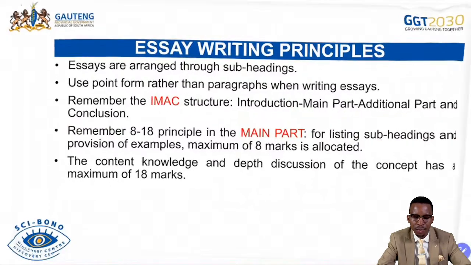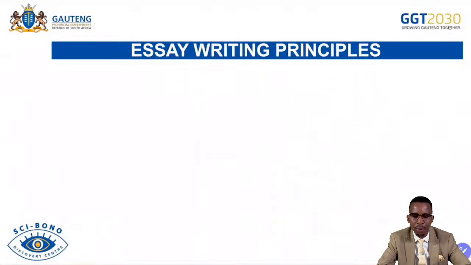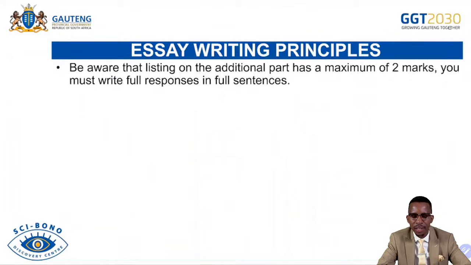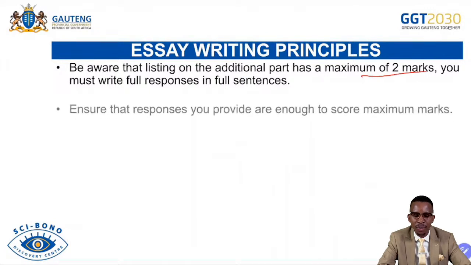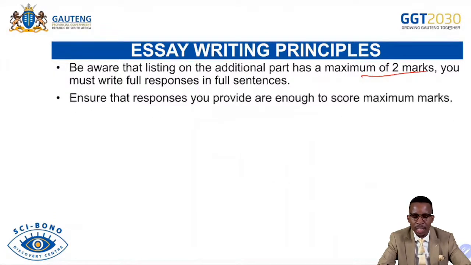And then we continue with the principles that you should follow. Be aware that listing on the additional part has a maximum of 2 marks. So if you list, you will get only 2 marks and you will lose 8 marks. Ensure that you discuss in full sentences. Ensure that the responses you provide are enough to score maximum marks. And then arrange your essay in point form.